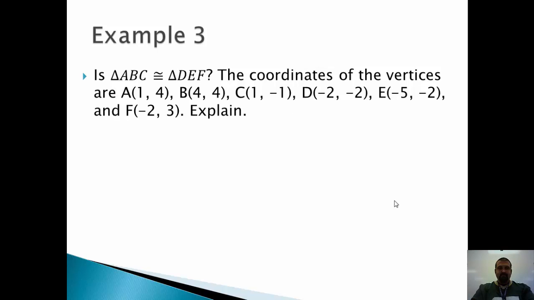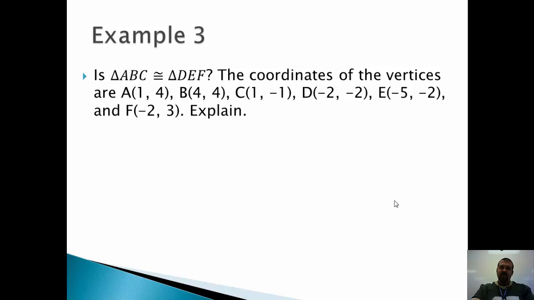Example 3. Is triangle ABC congruent to triangle DEF? In this one, what they're doing is they're just going to give us a few coordinates. And they want us to show that those triangles are potentially congruent. What's your thought about how to try and show that triangle ABC is congruent to triangle DEF?